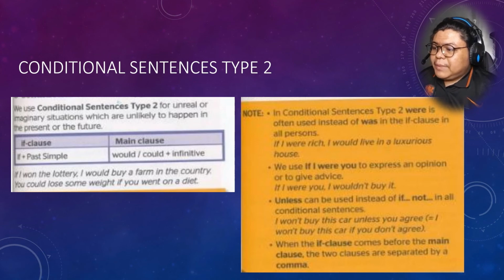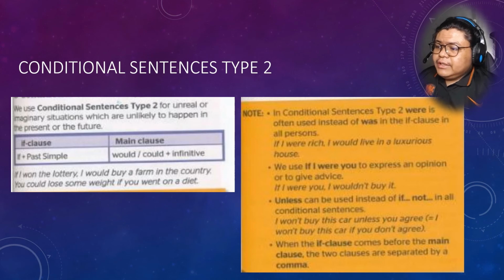So kita pakai would ataupun could plus infinitive root word of the verb lah. Okay, another example is, you could lose some weight if you went on a diet. Ini dia pusing pula, main clause dia dekat depan. Okay, so you could lose some weight if you went on a diet. Another example here. Okay, contoh kat sini lah kan. Okay, yang benda yang kita belum tahu lagi benda tu jadi ataupun tidak.